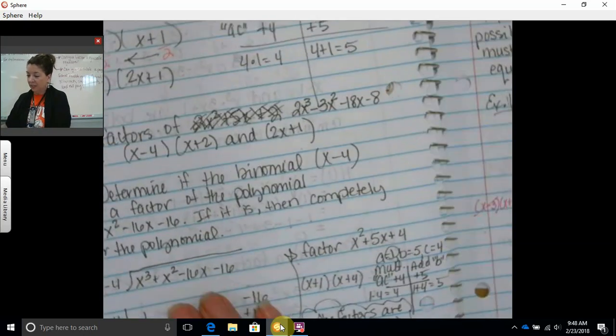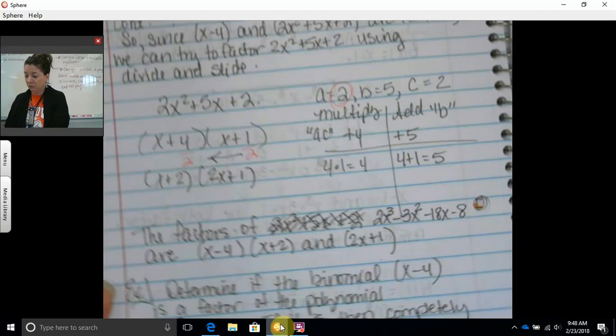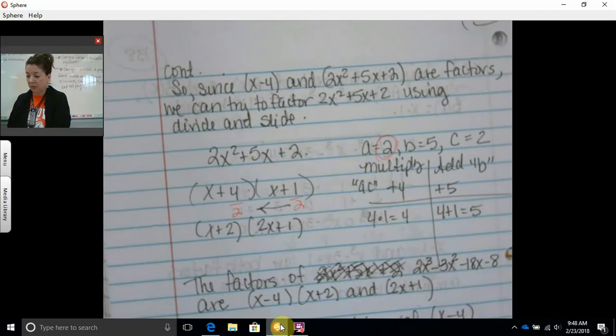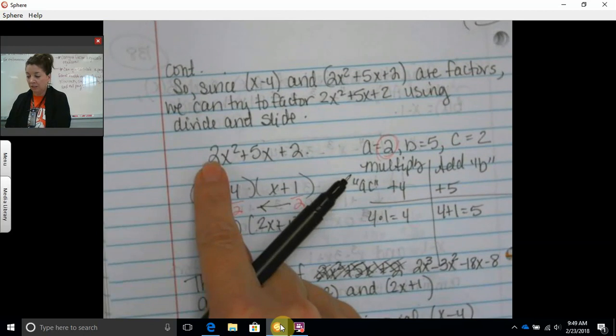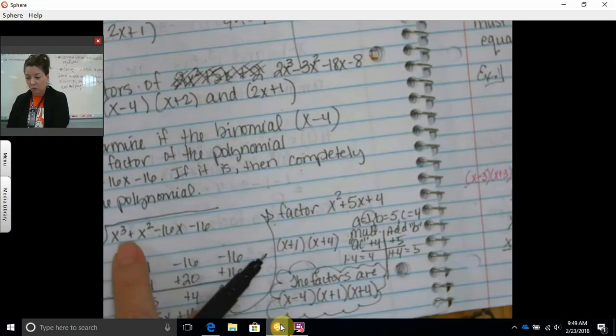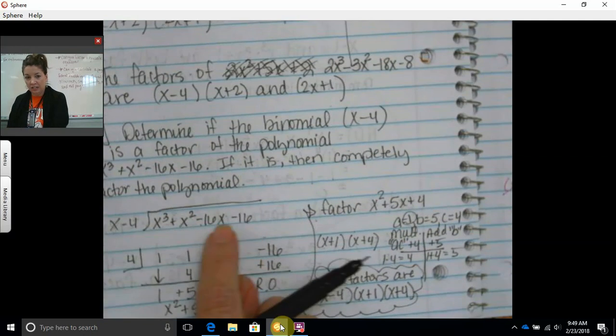Let me give you an example. In this problem, what is the degree? Can y'all see this? What's the degree here? 2. It's the exponent. Okay. What's the degree here? 3.